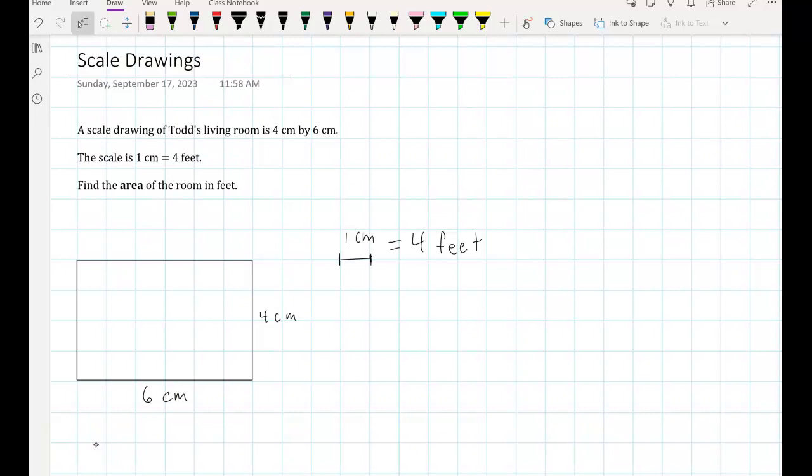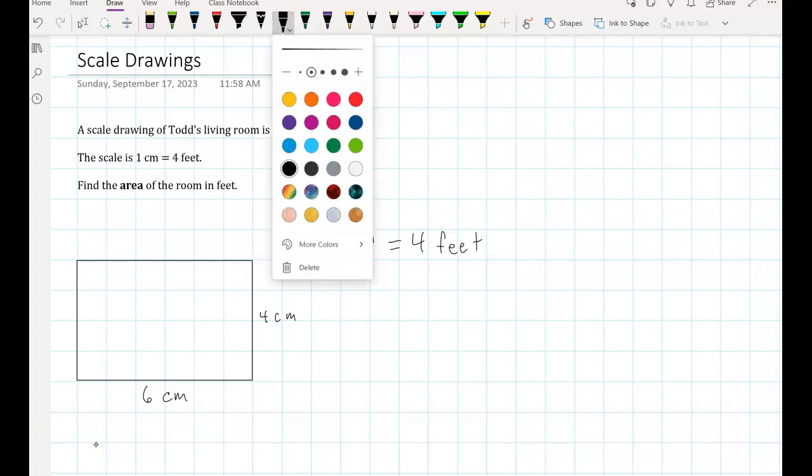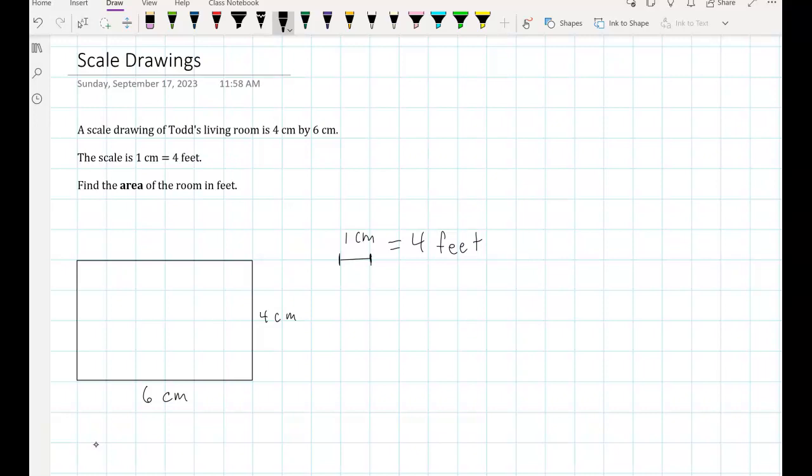It says here that a scale drawing of Todd's living room is 4 centimeters by 6 centimeters, and the scale of the drawing is 1 centimeter is equal to 4 feet. So that means for every 1 centimeter is the same thing as 4 feet. Now, we're going to set up a proportion so that we are comparing that 1 centimeter, because 1 centimeter is the equivalent of 4 feet.